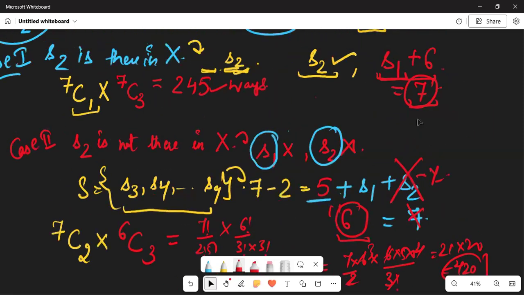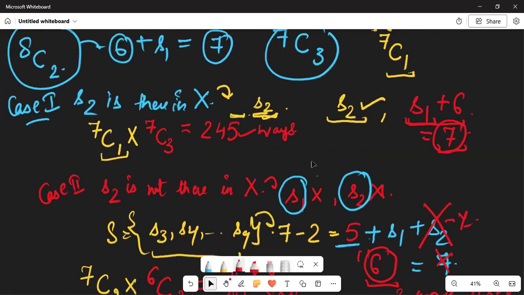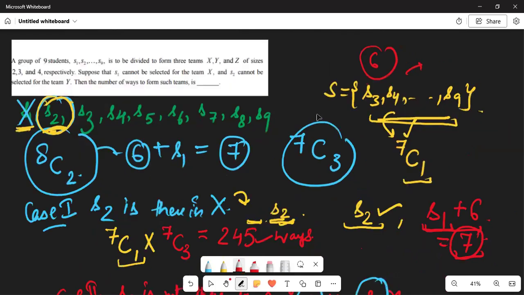Also, since while selecting students for X and Y, 2 were taken in X, 3 were taken in Y. So 5 students were already chosen, and we don't have any extra students. Only these 9 students need to be distributed or divided. So whatever remains is put in Z. 5 students are already considered, 4 remains. So 4 are put in Z. In both the cases, this happened. Just giving a quick summary.